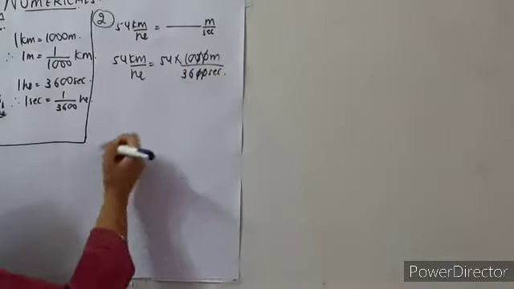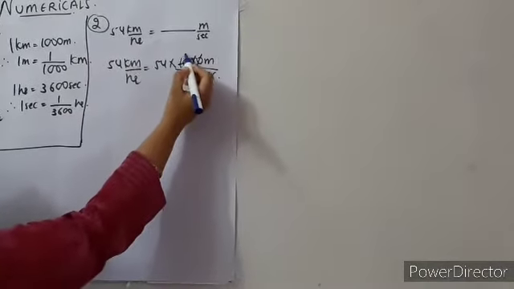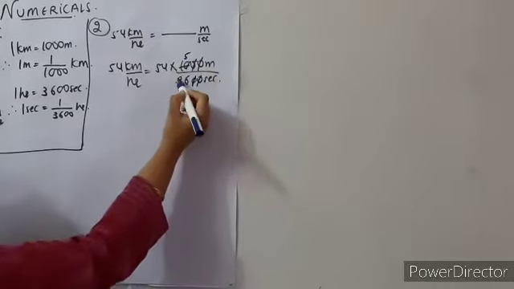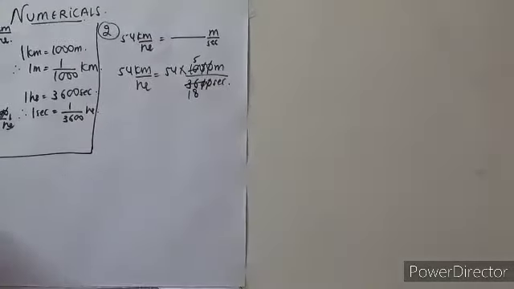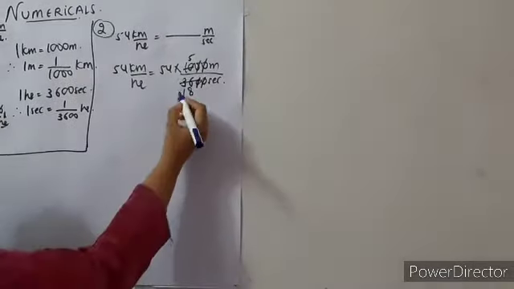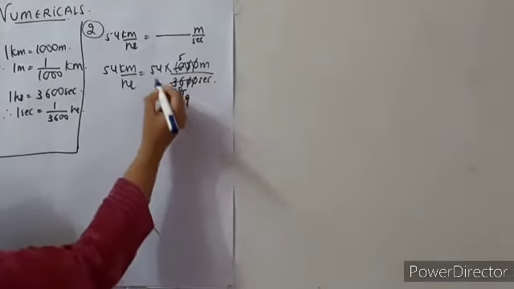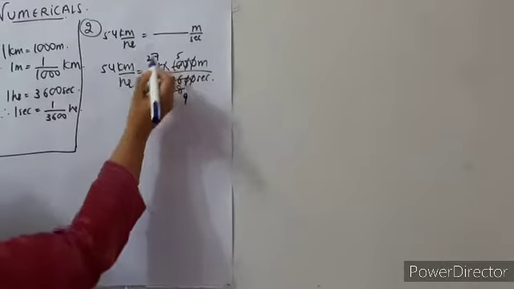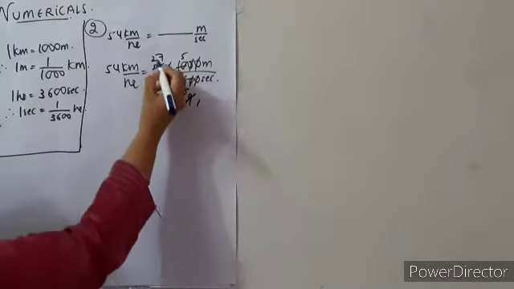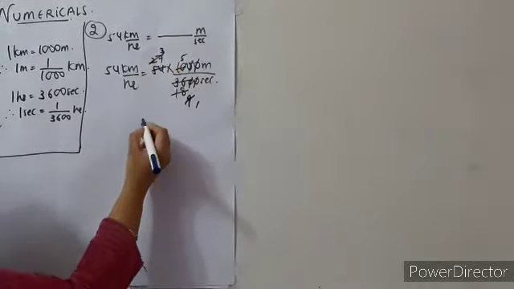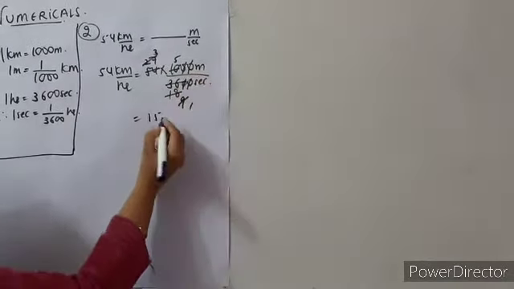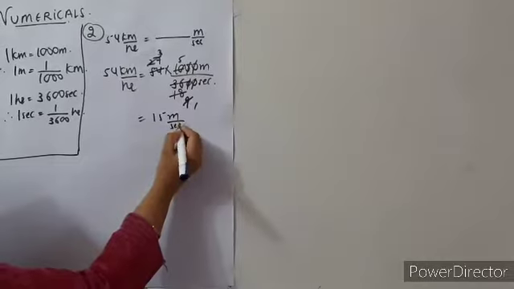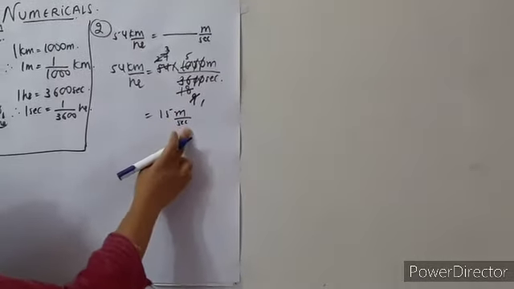Now cancel out. These two zeros will be cancelled. 10 and 36, we cancel on the table of 2. 2 5s are 10, 2 18s are 36. Now 2 9s are 18, 2 27s are 54. 9 1s are 9, 9 3s are 27. So 3 multiplied by 5 is 15, and meter over second. So your answer is 15 meter over second.